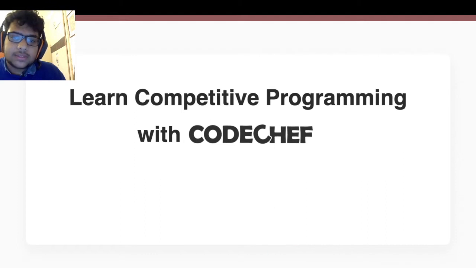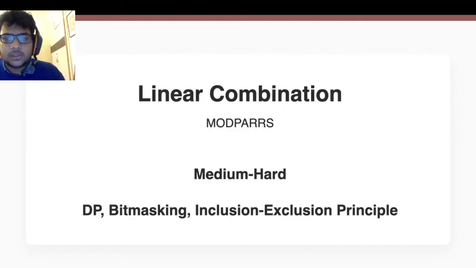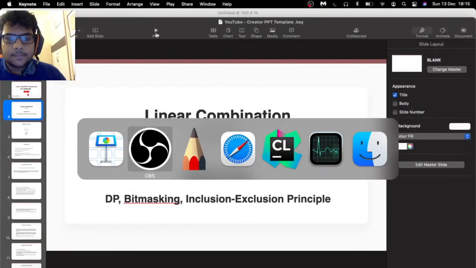Today we're going to discuss a problem named linear combinations, which appeared in the December Long challenge. This is a medium hard problem, and the prerequisites for this problem are DP, which is dynamic programming, bit masking, and IEP. Okay, so let's look at the problem statement.